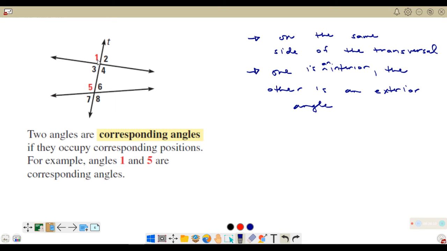So, si 1, exterior angle siya. Si 5, interior angle siya. Ano ibig sabihin ng interior at ng exterior? Pag interior, nasa loob siya na angle. Di ba nag-cut tayo dito? Ang mga nasa loob ay 3, 4, 5, and 6. Ang mga nasa labas ay 1, 2, 7, and 8. Hindi sila enclosed. Okay?